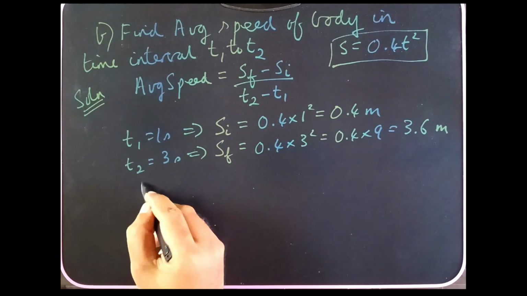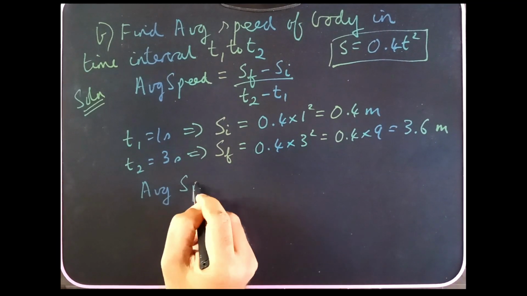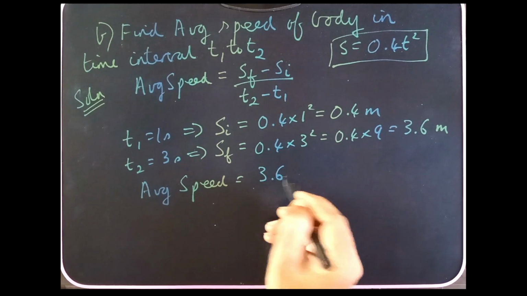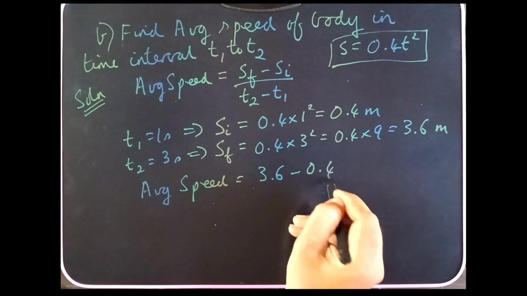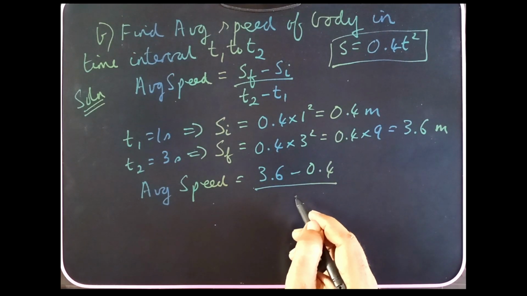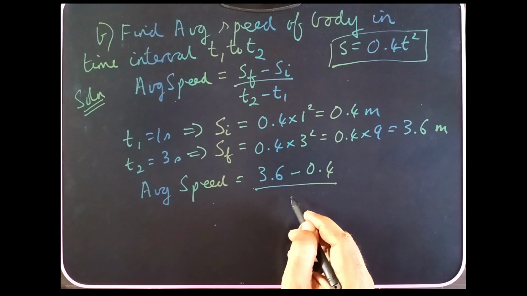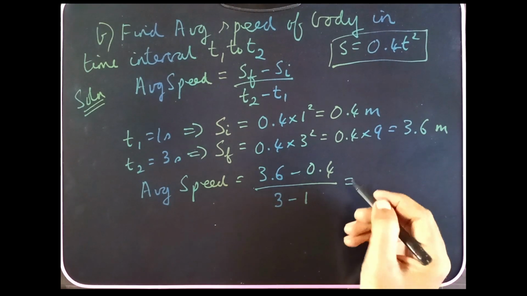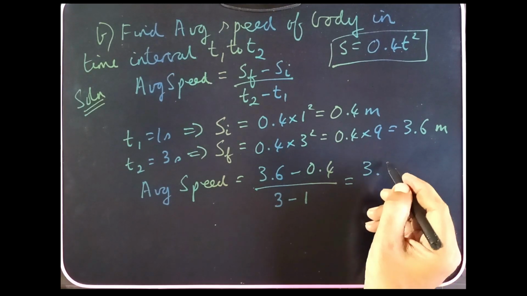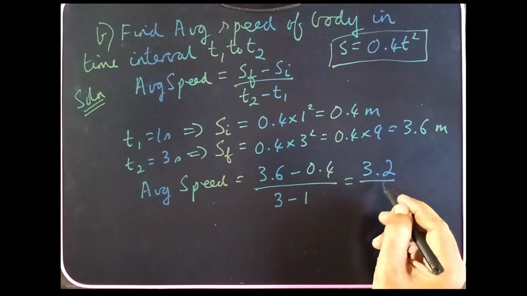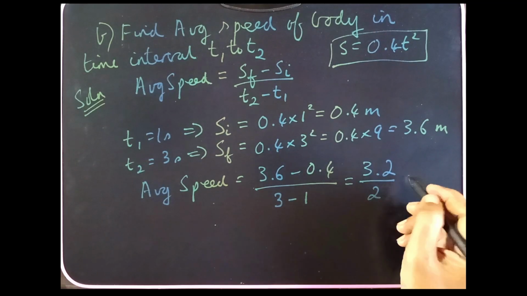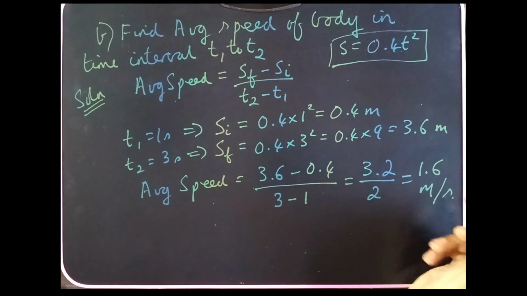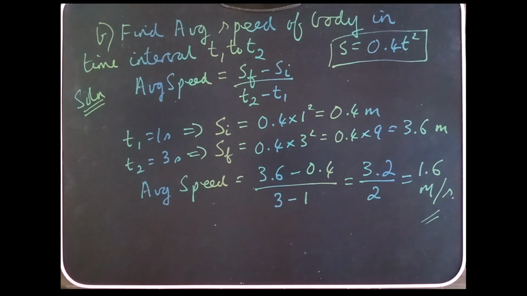So now you can find the average speed. Average speed will be 3.6 minus 0.4 divided by t2 minus t1. t2 minus t1 will be 3 minus 1. So the numerator will become 3.2, right? 3.2 divided by 2. So you'll get 1.6 meter per second. This is your answer.